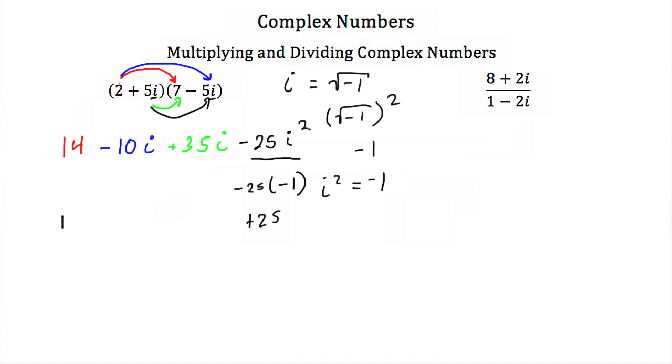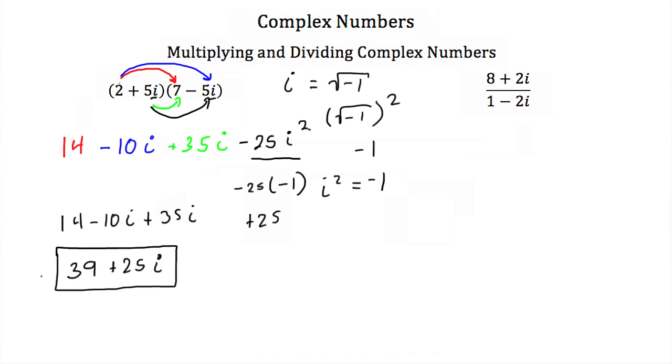So we'd have 14 minus 10i plus 35i plus 25. We can combine our like terms then. We'd have a 14 and a 25. That's 39. And then a minus 10i and a plus 35i would be plus 25i. So 2 plus 5i times 7 minus 5i is just 39 plus 25i.